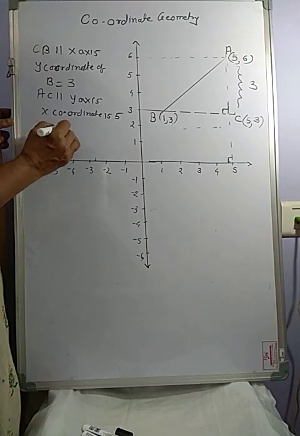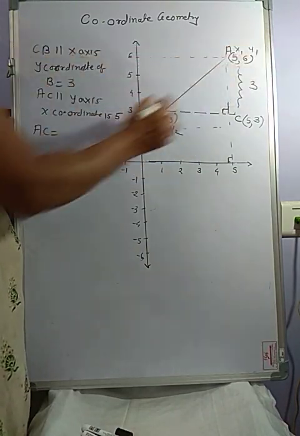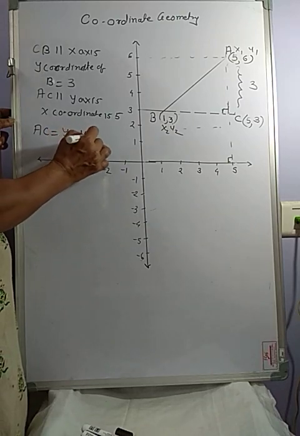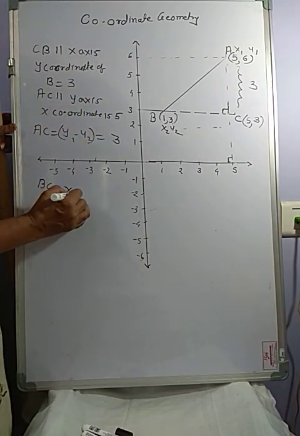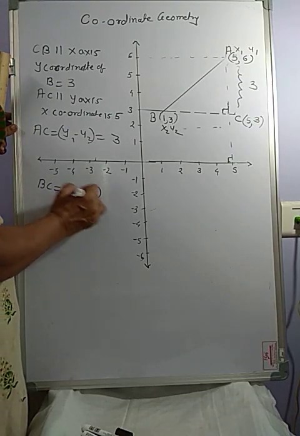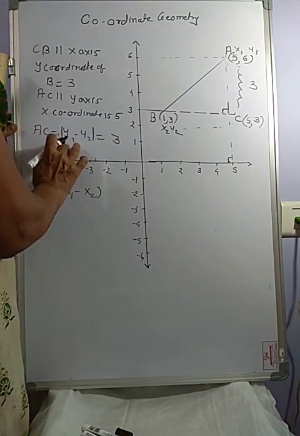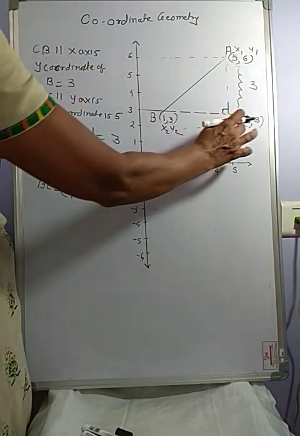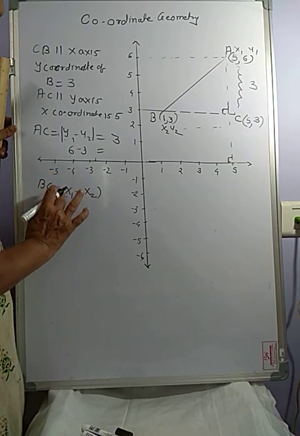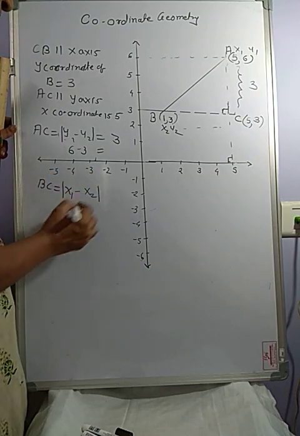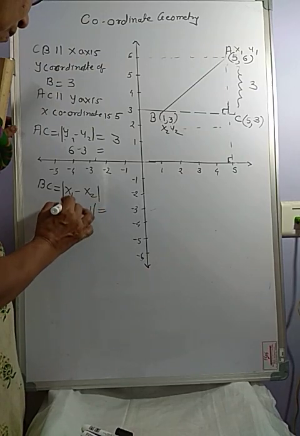So, AC is equal to, suppose this is (x1, y1), this is (x2, y2), AC is equal to |y1 minus y2|, which is equal to 3. And BC is equal to |x1 minus x2|. Y1 is equal to 6, and here y2 is equal to 3. And here x1 is equal to 5, x2 is 1. It is always an absolute value. So BC is 5 minus 1, which is equal to 4.